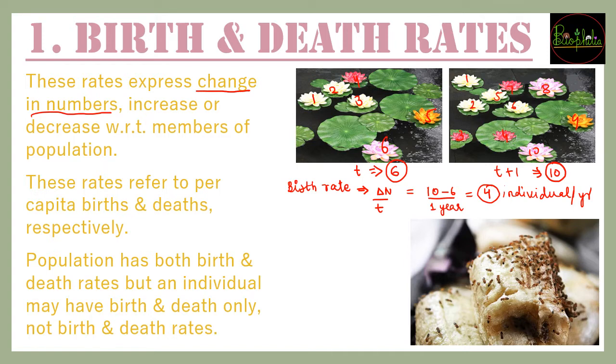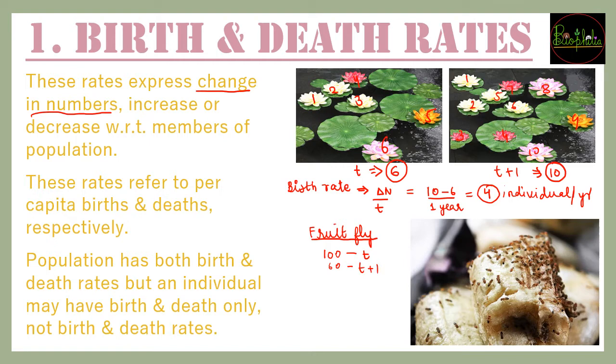Now we see what the death rate is. So fruit flies is a very common example taken in the NCERT book. So maybe during the experiment there were say 100 fruit flies at a time t, and after some time, within a week, some fruit flies died, and now only 60 fruit flies are left after time t plus 1.